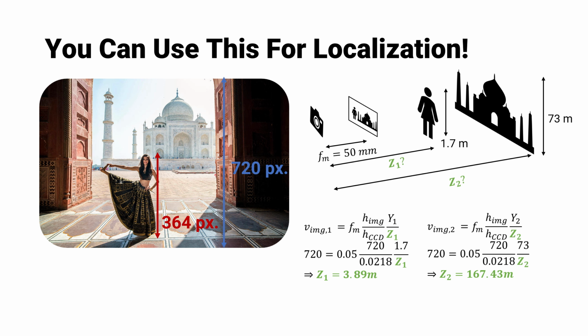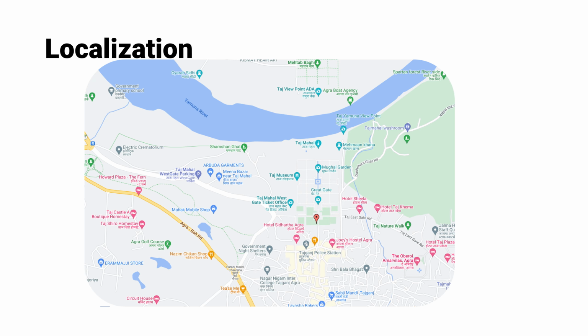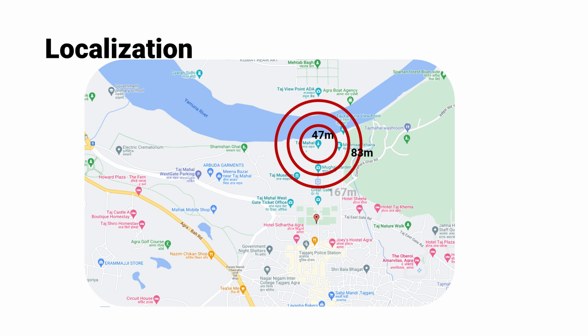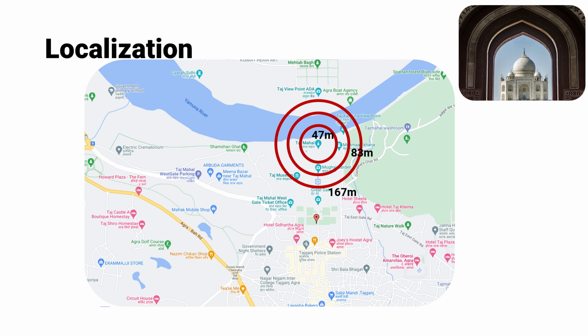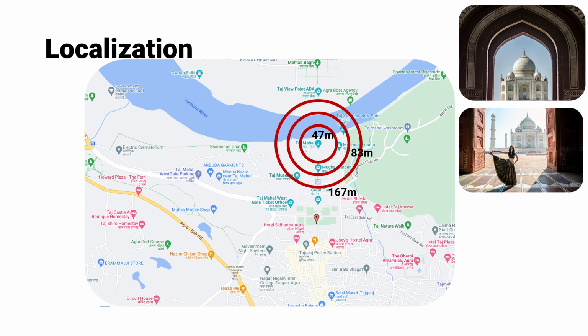Is this actually correct? Let's go back to Google Maps and look at it. Let's draw circles around the Taj Mahal, and exactly at 167 meters, if I look at Google Street View images, you get this image of the Great Gate, which is exactly where this person took this photograph. So we are super duper accurate. Please do not use these superpower skills to stalk your ex or stalk somebody else. Stalking is definitely not good.